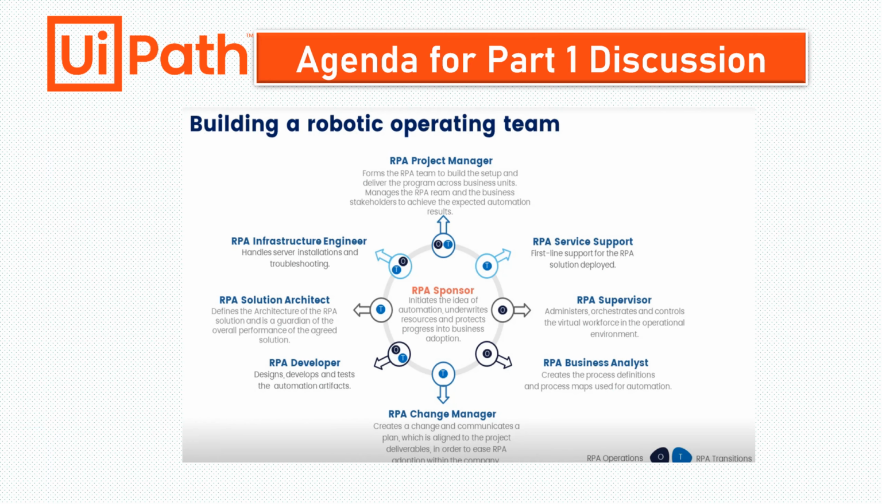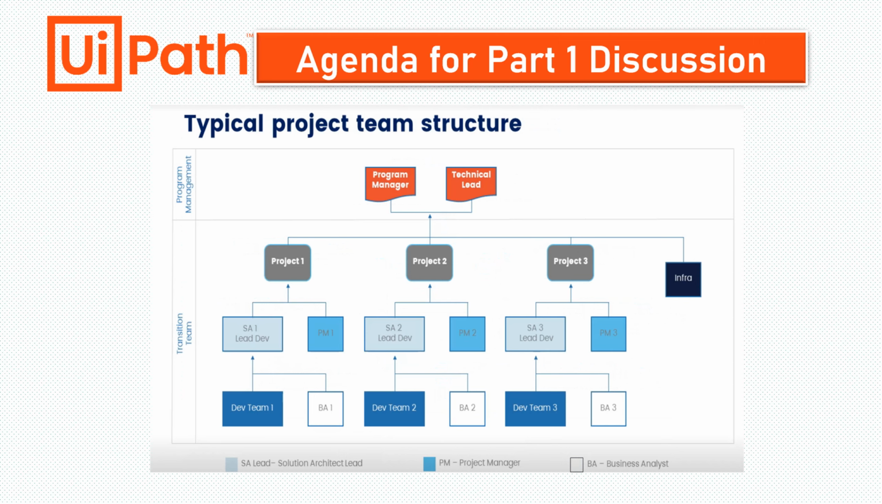So this is just a highlight. We discussed how I can build a robotic operating team, what the different teams involved are when you set up a robotic project. Apart from that, we also discussed the typical project team structure, how project management works, where the business analysts are located, how a senior dev is located, and how the developer, the solution architect and the business analyst work together. All of this was covered in part 1 of this discussion. I have already provided the link in the description.